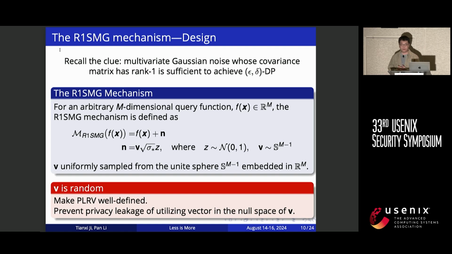Recall that we found a multivariate Gaussian whose covariance matrix is rank 1 might already be sufficient to achieve epsilon-delta DP. So that is our developed scheme. Still, we add noise to f(x), but the noise is now represented as v times the square root of sigma times z, where v is randomly sampled from a unit sphere embedded in m-dimensional space. That basically means a random direction shooting from the origin. Then we scale it by a univariate Gaussian, and then further scale it by a constant, the square root of sigma star. We require v to be random because that makes the privacy loss random variable well defined, and it also prevents privacy leakage from utilizing a vector in the null space of the random direction v.